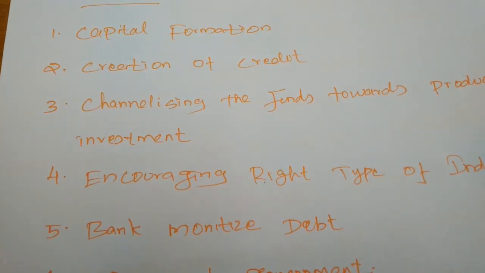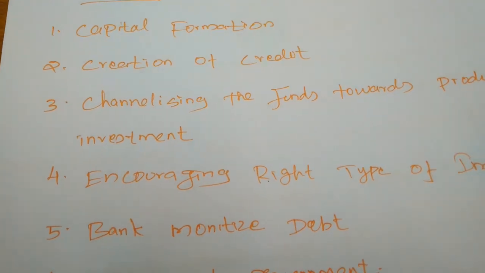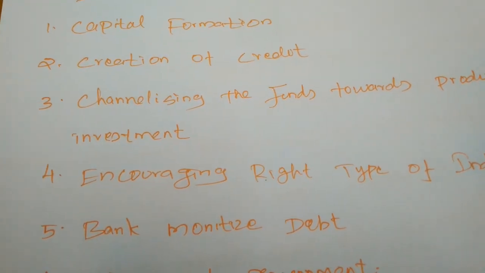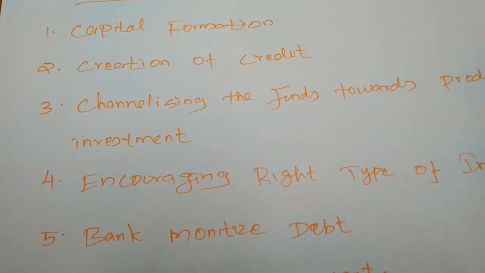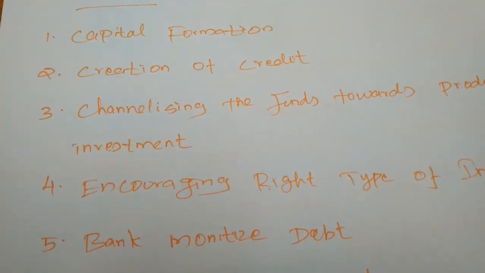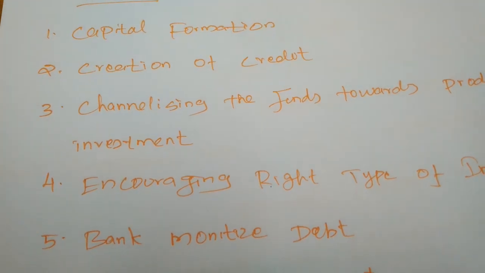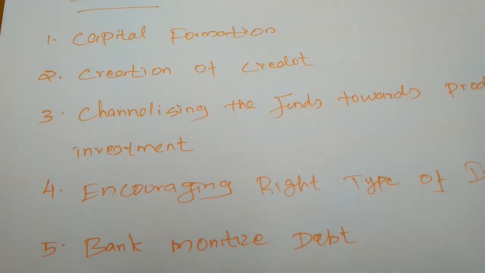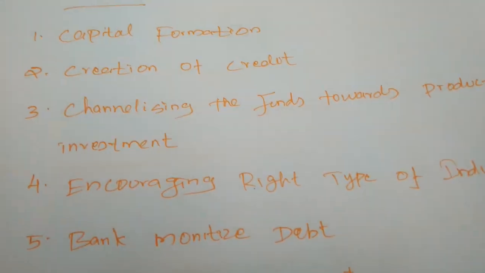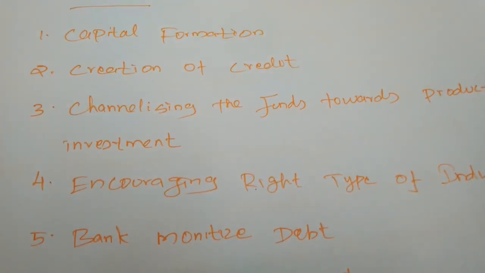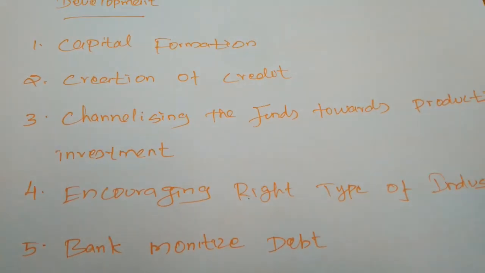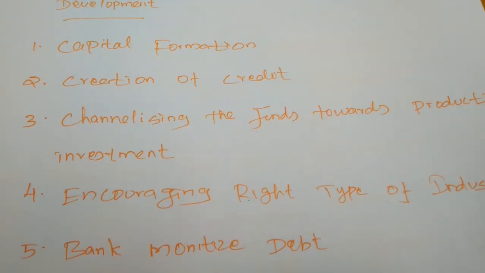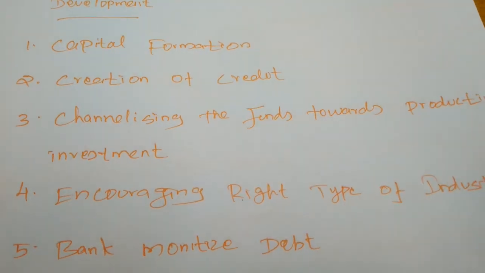Some unemployed persons will get employment. Because of that, they will earn more money, and their purchasing power will be increased. The supply also will be increased because the consumption level will be increased. So creation of credit creates more employment opportunities, increasing the purchasing power of the people and the demand for commodities.